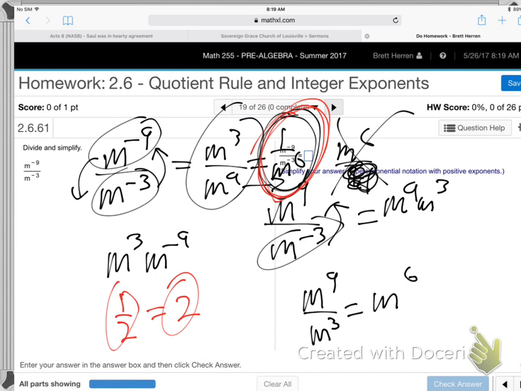We never show 1s on the bottom. M to the 6th is on the bottom because of the denominator for the m, because the power is bigger on the bottom. Does that make sense? Power is bigger on the bottom.